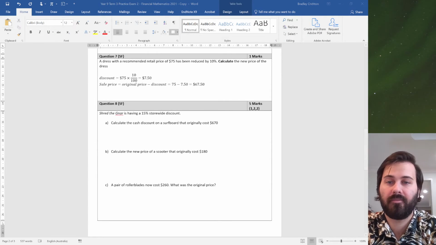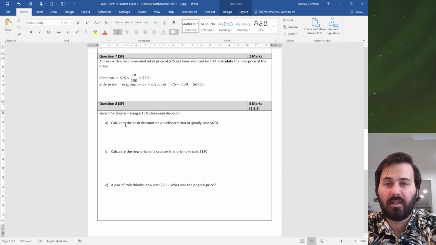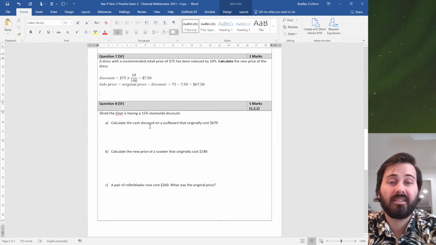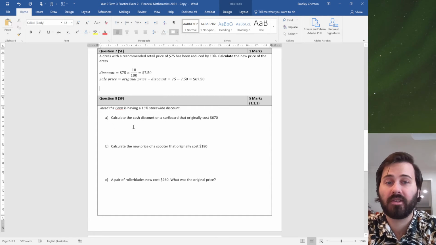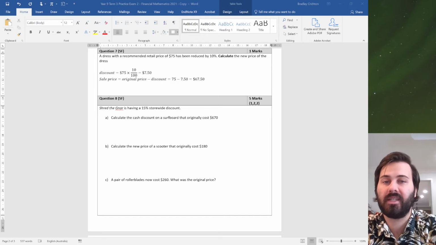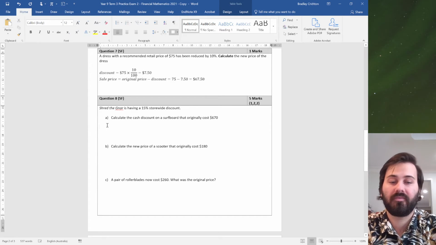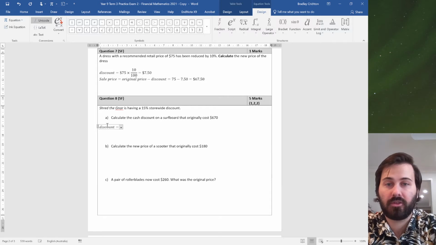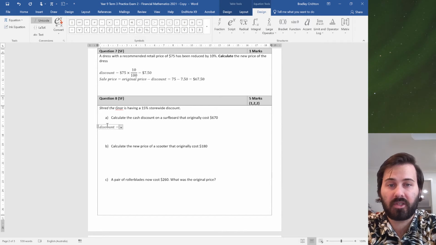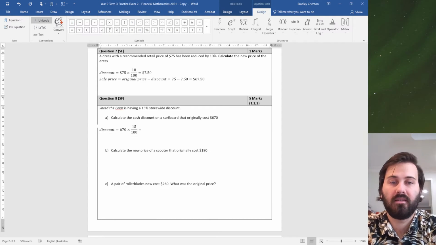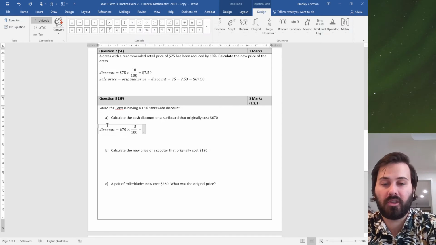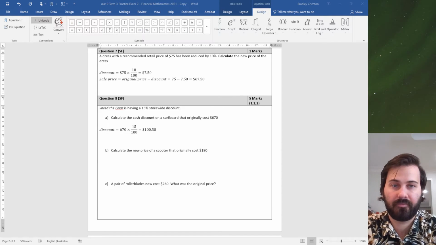All right, question 8. Shred the Gnar is having a 15% discount store-wide. So A, calculate the cash discount on a surfboard that originally cost $670. So as we did before, the discount is equal to the original price, which was $670, multiplied by 15% over 100, converting it to a decimal. Our discount is $100.50.